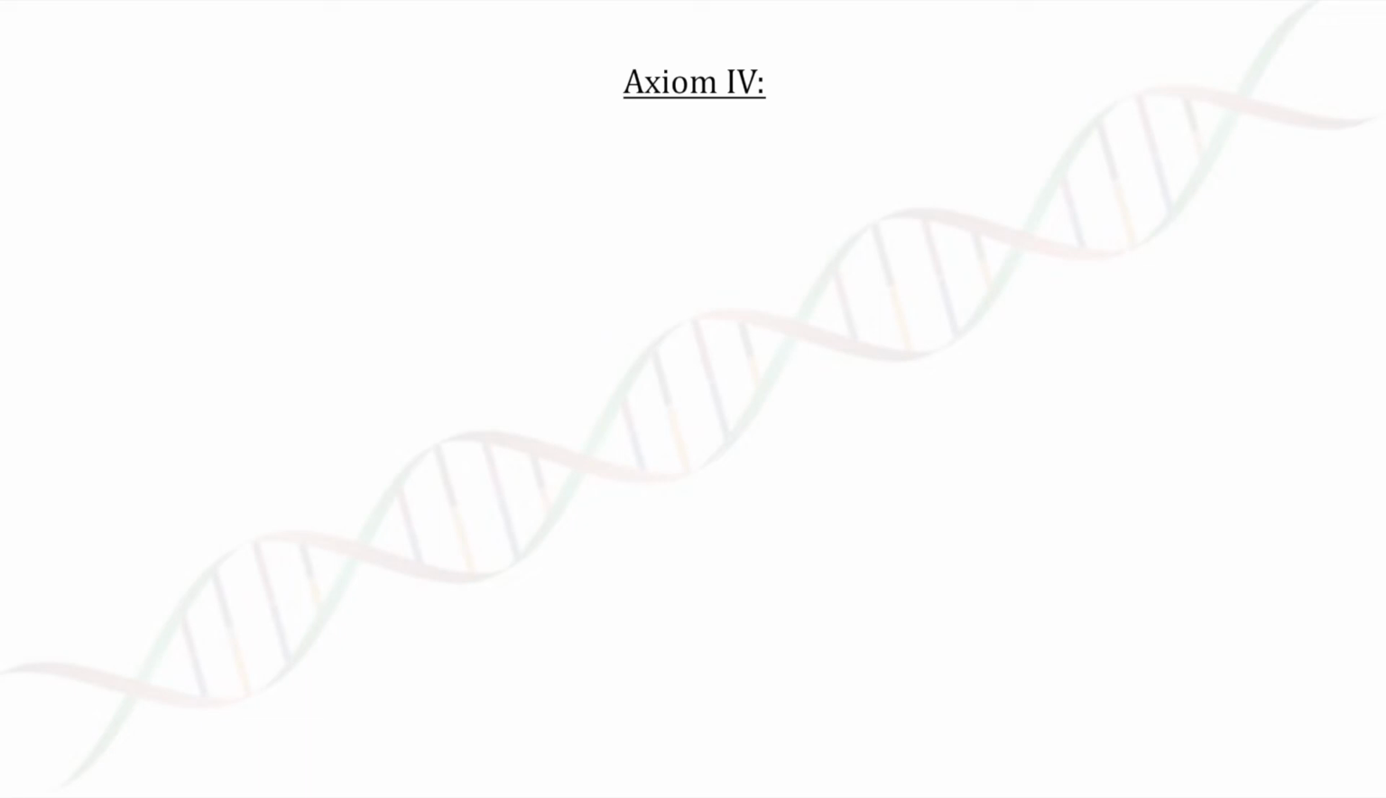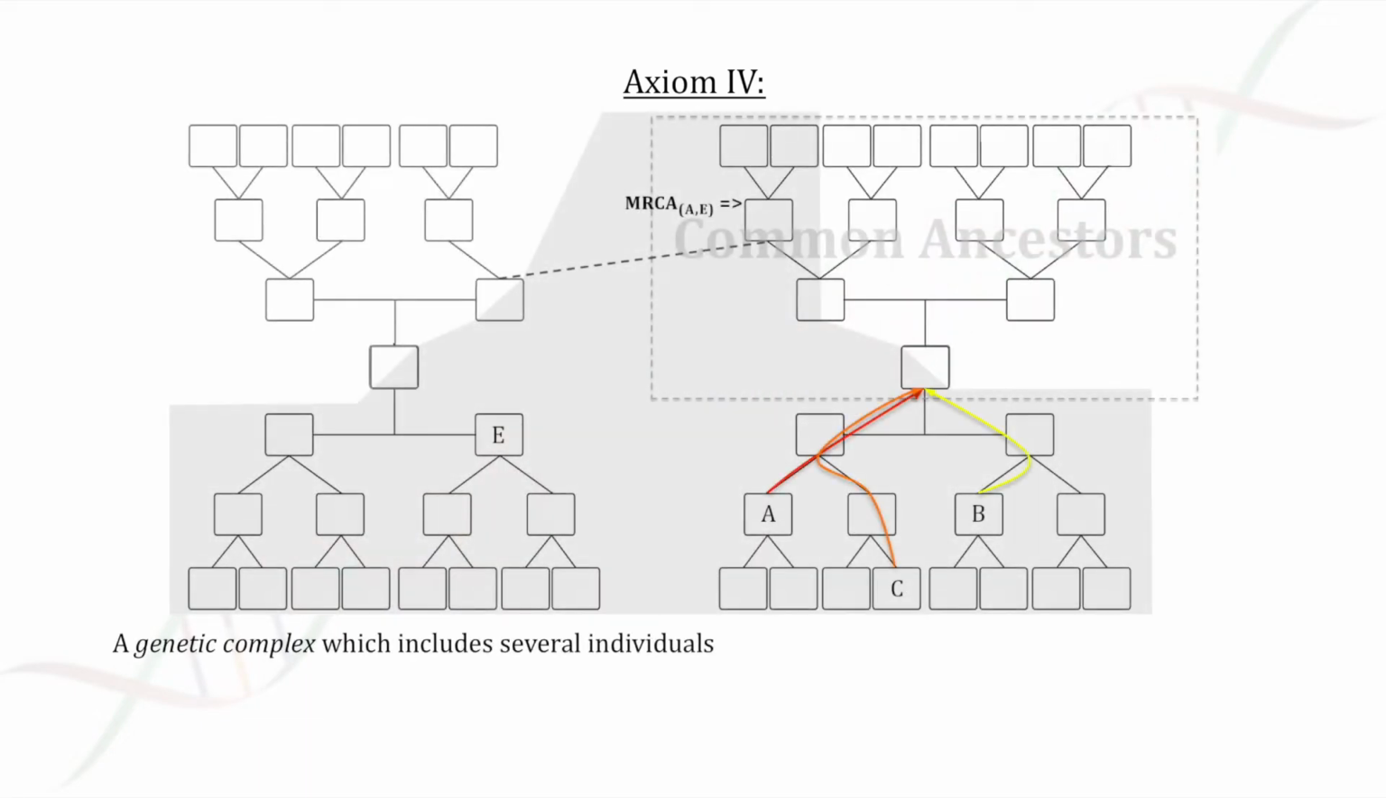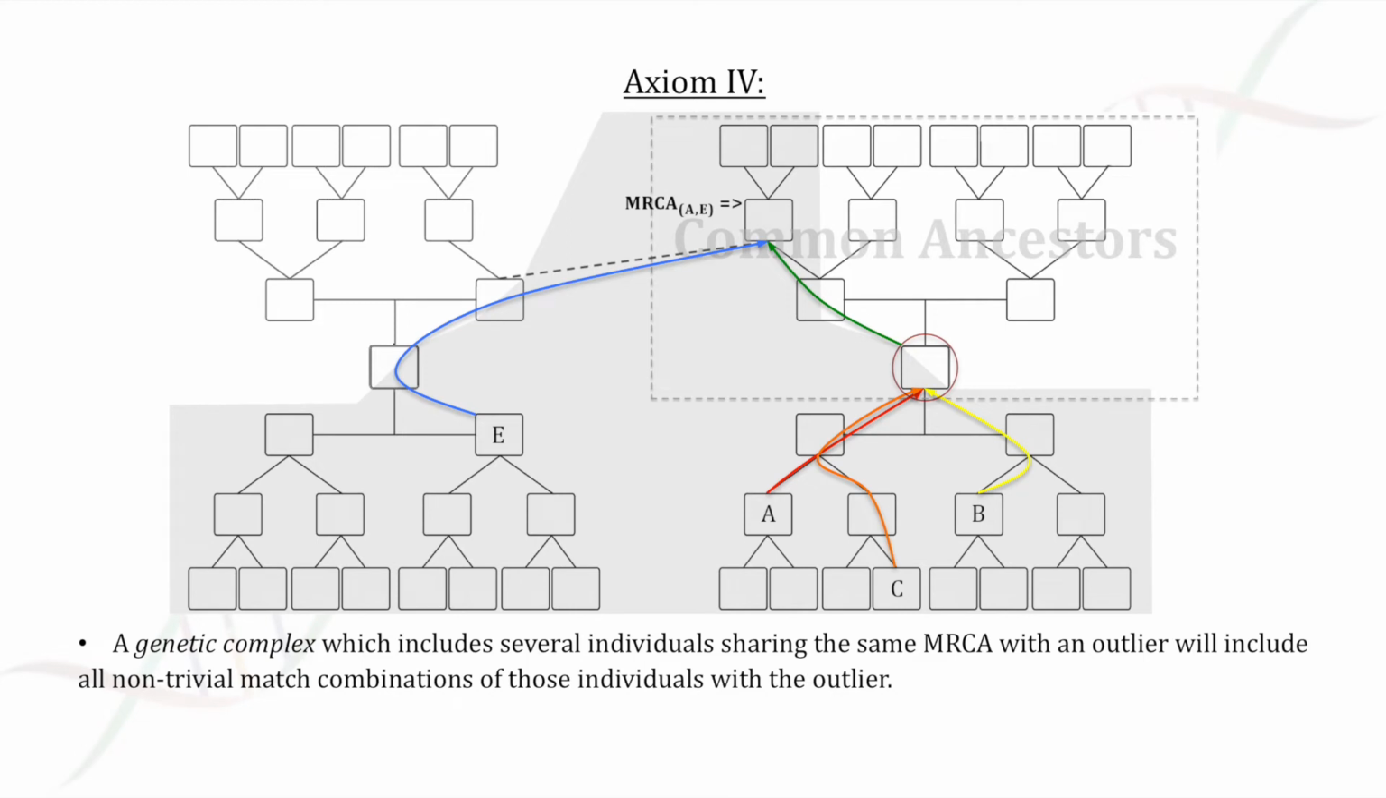Axiom 4. A genetic complex, which includes several individuals sharing the same most recent common ancestor with an outlier, will include all non-trivial match combinations of those individuals with the outlier. Therefore, the complex about the most recent common ancestor of A and E is identical to the complex about the most recent common ancestor of B and E, which is identical to the complex about the most recent common ancestors of B, E, and C, which is identical to the complex about the most recent common ancestors of A, C, and E.